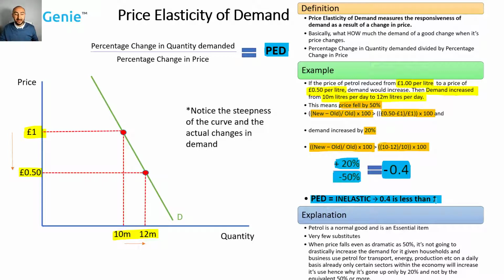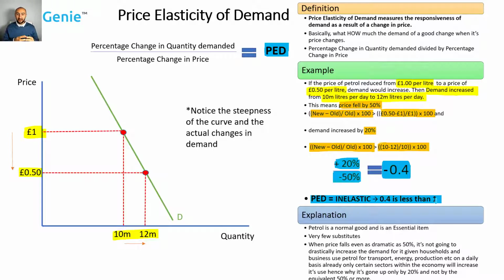So price elasticity of demand is inelastic, where 0.4 is less than 1. We're going to go through these in a second. So what does that mean? That basically suggests that the price elasticity of demand here for petrol is inelastic. So basically, if you were to reduce the price of petrol, there will be a less than equivalent increase in the quantity demanded.